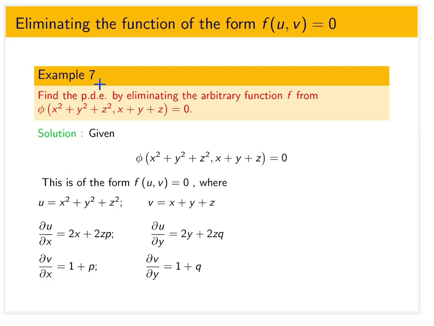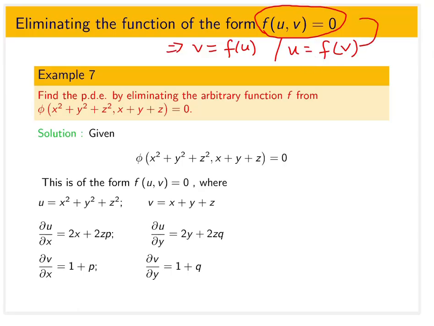Welcome to this session. Now we go to see the topic elimination of function. The function is of the form f of u comma v equal to 0. Whether the given problem is of the form f of u comma v equal to 0, if we are able to change it, v is equal to f of u or u is equal to f of v. We can change this form to this or this to this. Now we enter the problem.